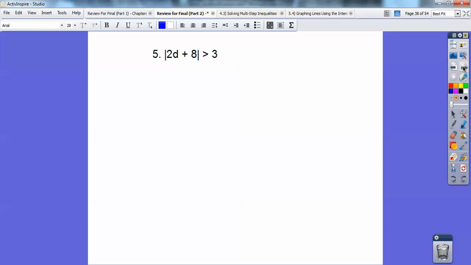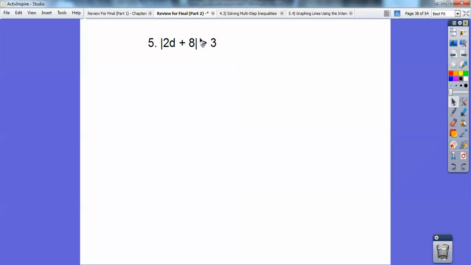All right, this one is an absolute value, okay? And there's two answers to absolute values. Always two answers, you guys. And if this guy is pointing away from the absolute value, then it's going to be an or statement. And an or statement tells me it's going to be shaded in opposite directions, like that last one.